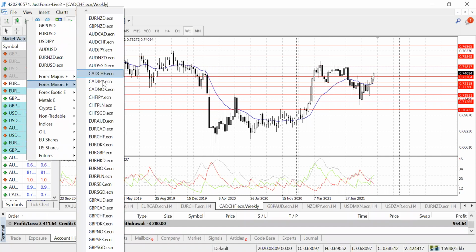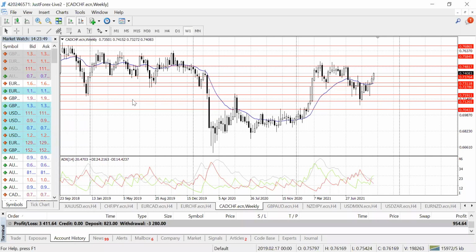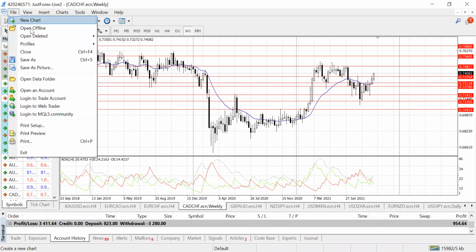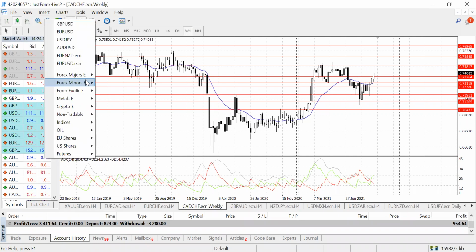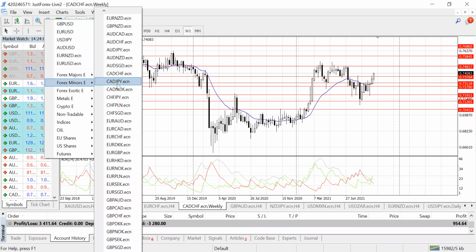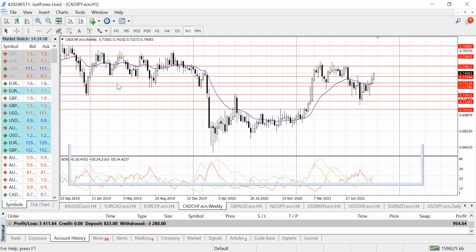Okay, let's just do CADJPY. CADJPY will be okay. I like the way CADJPY moves. It's one of my favorite pairs. So let's just do CADJPY.